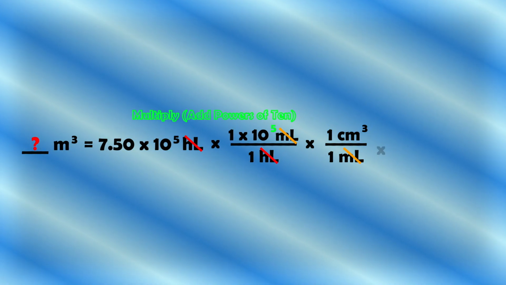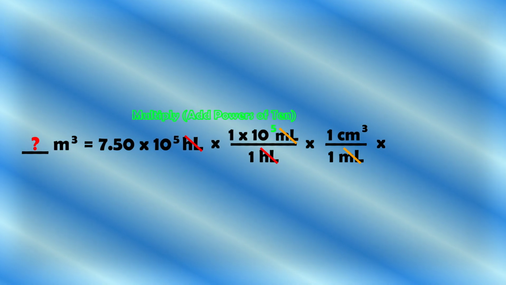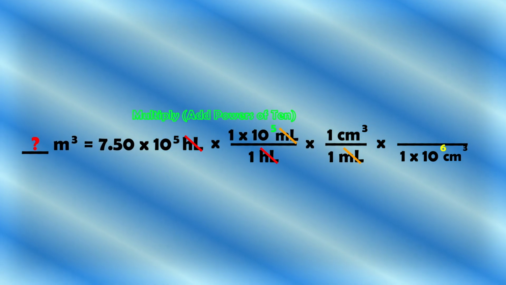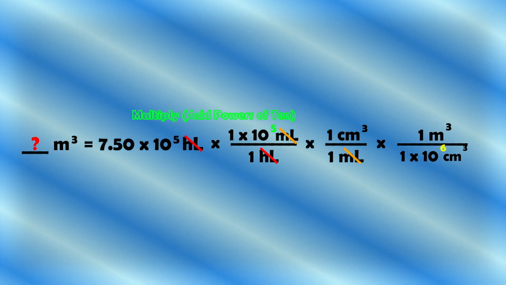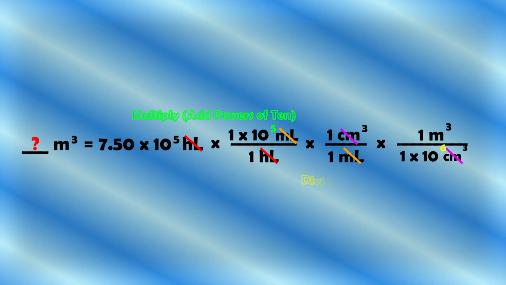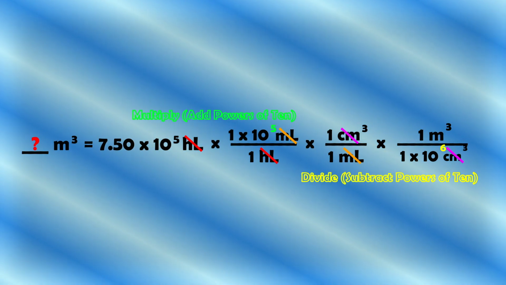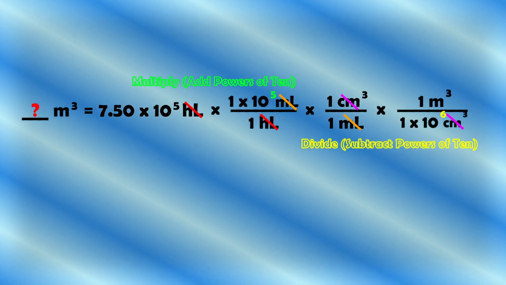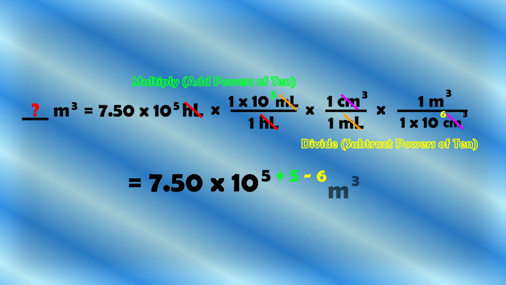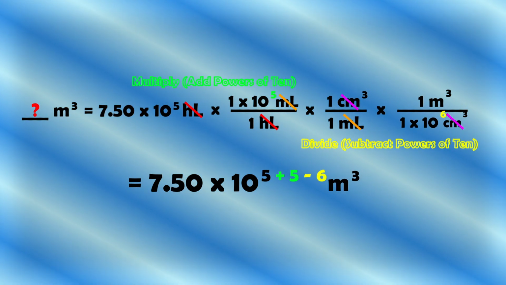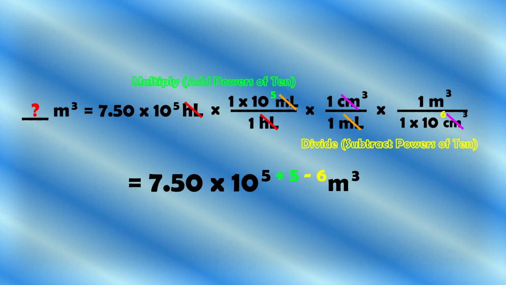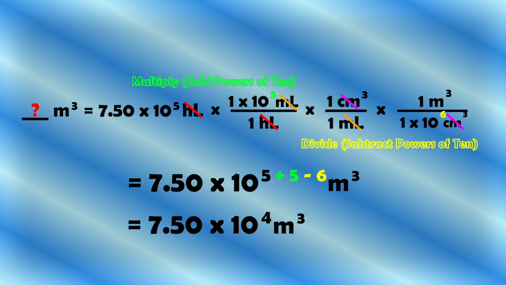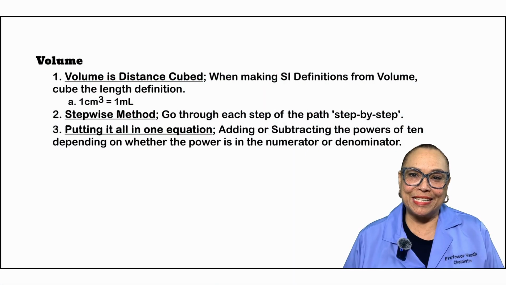Last step, step 3, is that we put the 1 times 10 to the 6 cubic centimeters in the denominator and the 1 cubic meter in the numerator. We have to divide by that last one, because the number's in the denominator. So we input it. You can just add the powers if you're multiplying and subtract them if you're dividing. So the answer becomes 7.50 times 10 to the 4th cubic meters. See that?